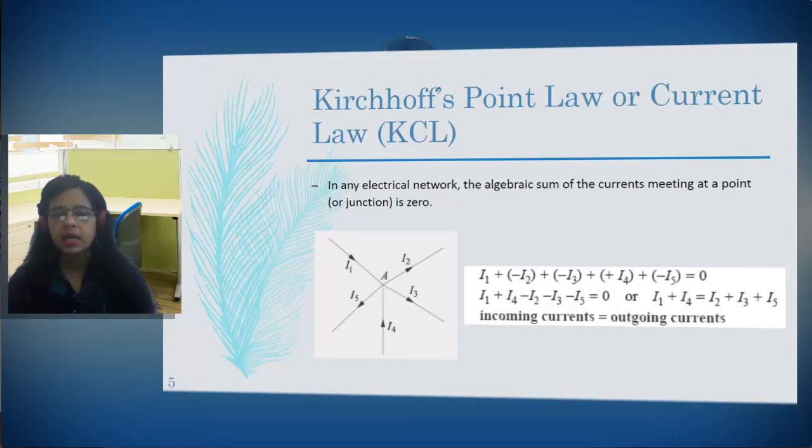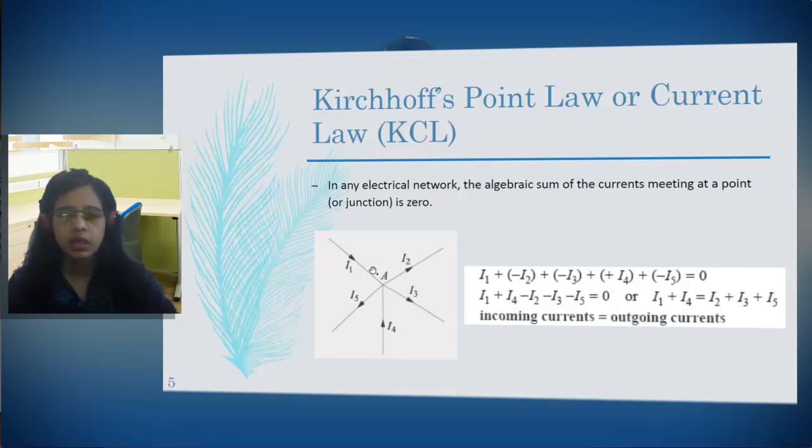In any electrical network, the algebraic sum of currents meeting at a point or junction is zero. What does it say? That in any electrical network, the sum of the currents meeting at a point will be zero. Where will the currents meet? The currents will meet at a node or junction. The sum of all the different currents coming to the junction will be equal to 0. I will give an example.